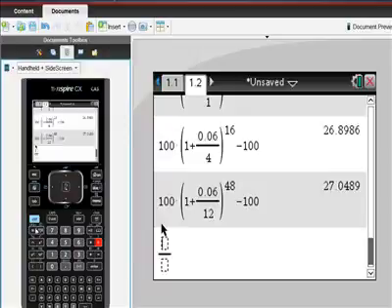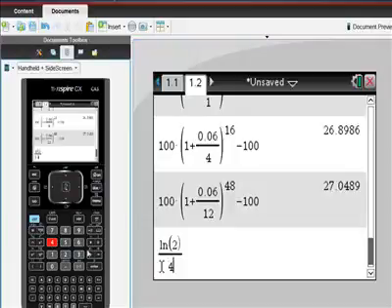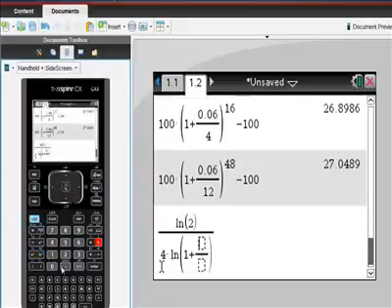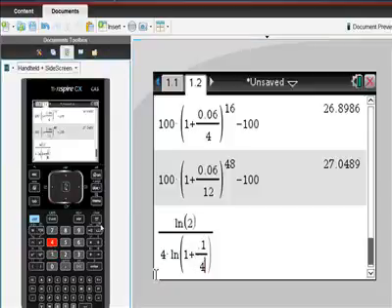What is ln of 2 divided by 4 times ln of 1 plus 0.1 over 4? Now, if you're asking me, well, Charlie, how come you didn't simplify this? Because I didn't have to. If you want to, you can, but I don't bother with any of that, to be honest with you, especially when I'm using a good calculator.